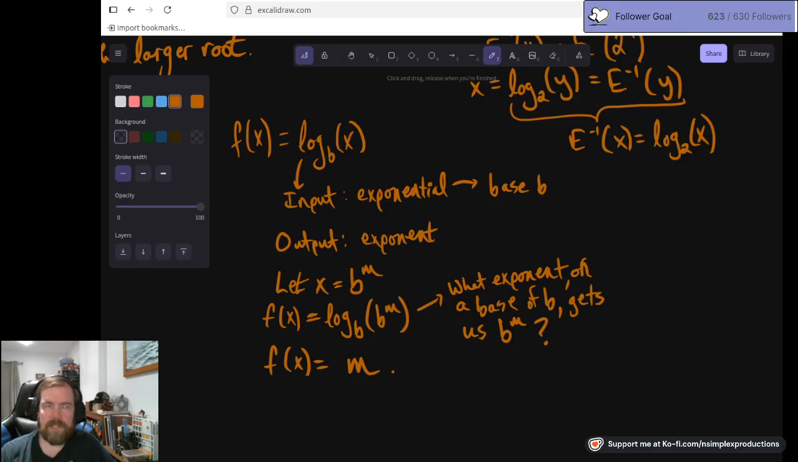Now, it's not that simple. You can't just come up with some sort of m value, but what we're saying is that we can rewrite x, any input we want, as b to some power. So we're just trying to find out what is that power.